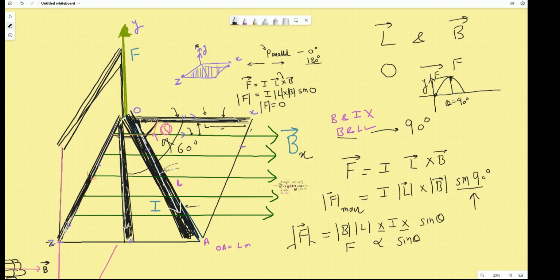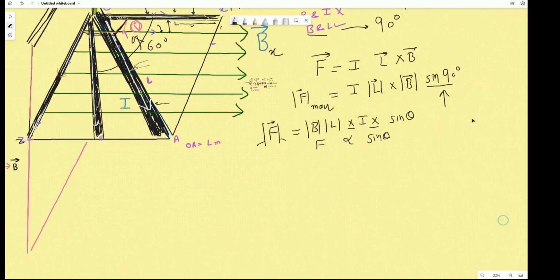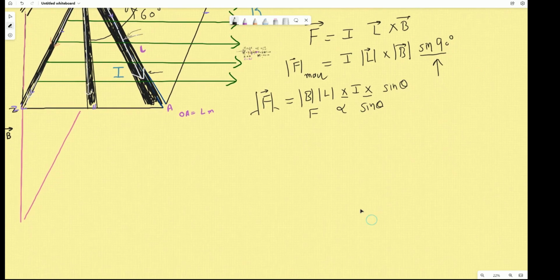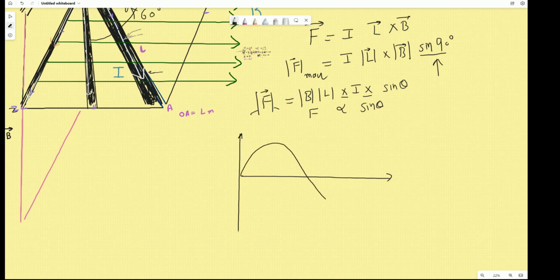I want to tell you that if you draw a graph between force and theta, keeping the length the same and changing theta, this is the graph you will get. This is very good, because the force is proportional to sine theta.